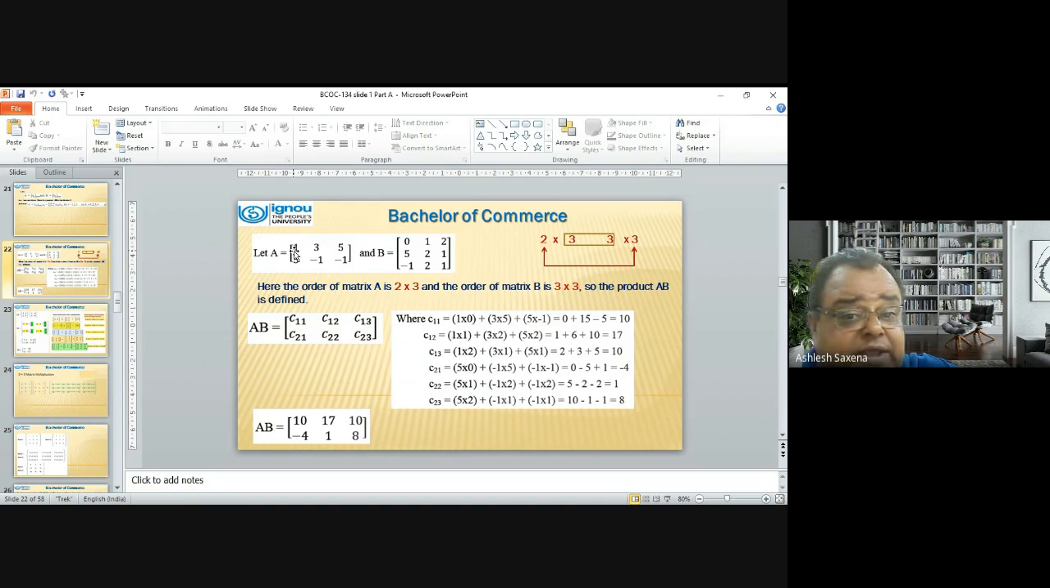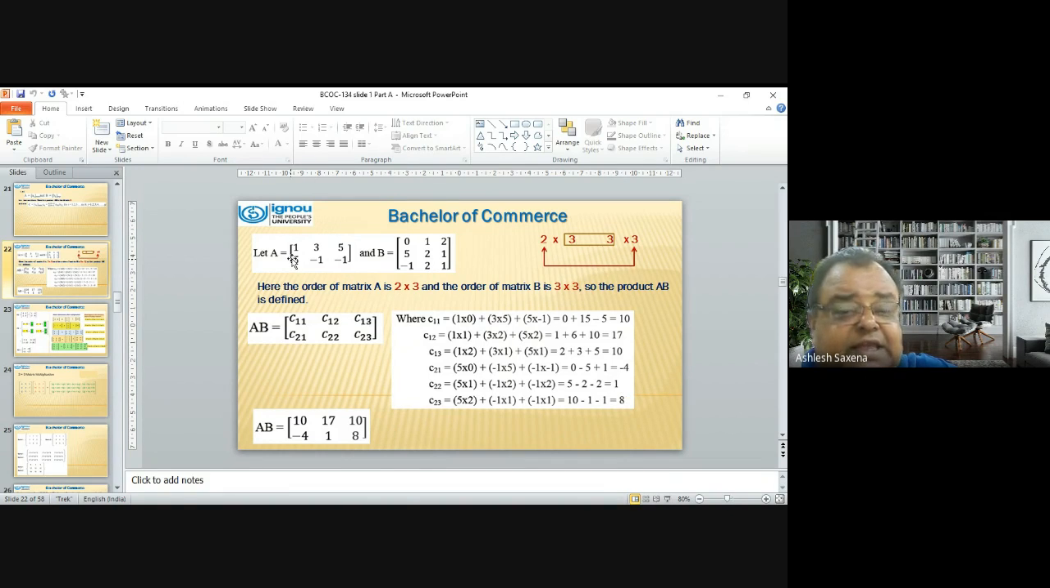Then comes C13. C1 and 3. 1 into 2 plus 3 into 1 plus 5 into 1. This comes out to be 10. Here it is. Now we move to C21. C2 is this one and 1 is this one. 5 into 0 plus minus 1 into 5 plus minus 1 into minus 1. This comes out to be minus 4. C22. 5 into 1 plus minus 1 into 2 plus minus 1 into 2. This comes out to be 1.